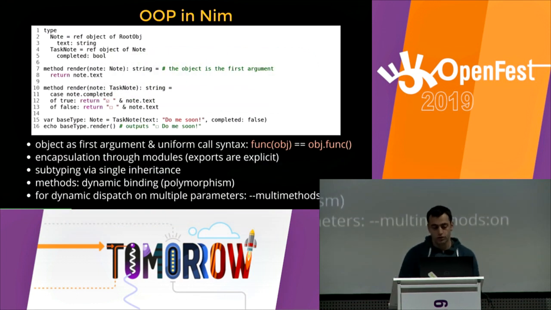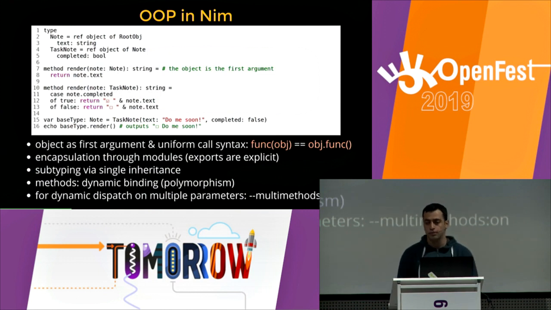How is object orientation and OOP done in NIM? Well, as we can see, types don't have methods in themselves, but we're defining procedures and methods outside of the types. And always the first argument to the procedures and the methods is the actual object we'll be working on. And another thing is that most languages which have modules, they by default export everything. But NIM by default doesn't export anything from a module. You have to be explicit what gets exported.